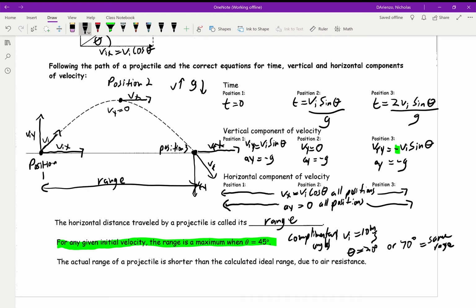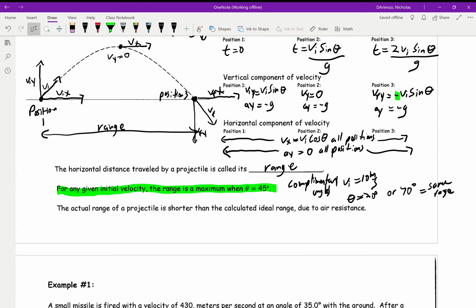The actual range of a projectile is going to be shorter than the calculated ideal range, which is what we deal with, and that's due to air resistance, which involves a little bit more complicated math that we don't quite dive into within the scope of this class.